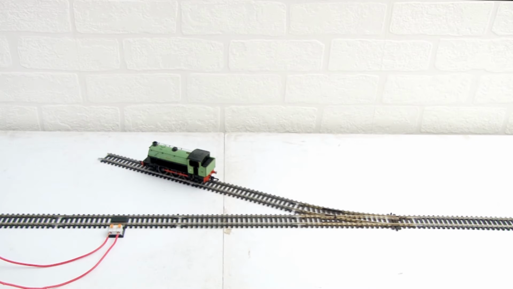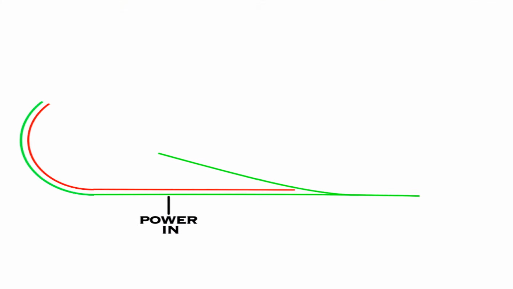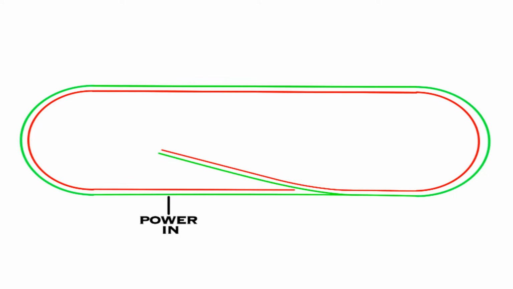This does mean that your power connection has to be before any points, as if you put it after the point, the power can't get through to the siding, as you can see on this diagram here. That said, if the layout is a circuit, then the current will travel all the way around the layout and you'll still be able to access the point no matter where the power connection is.